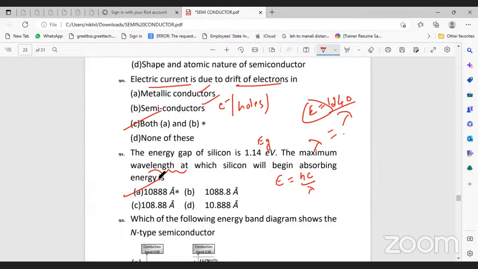I think I explained this in the chapter called dual nature. Same formula, you can use it here also. But you will get it in nanometer. If you add one more zero, you will get it in angstrom.